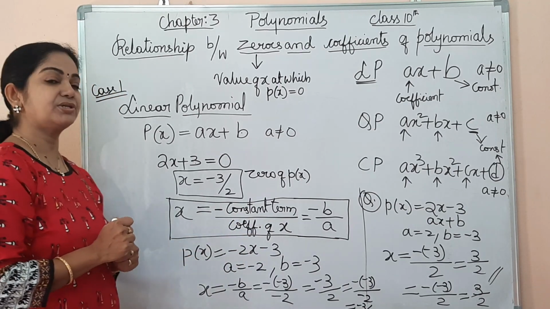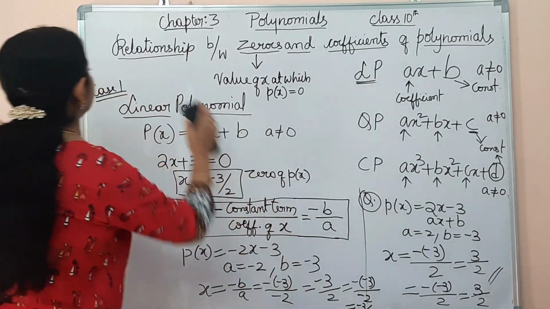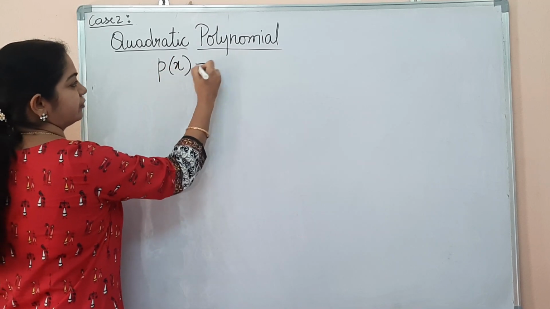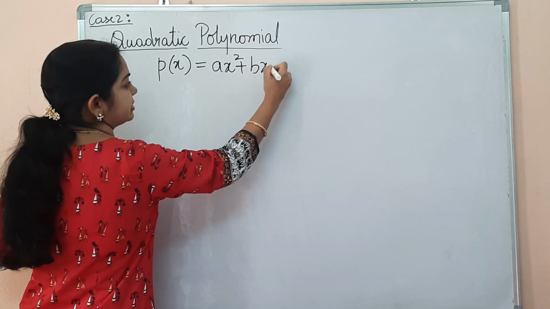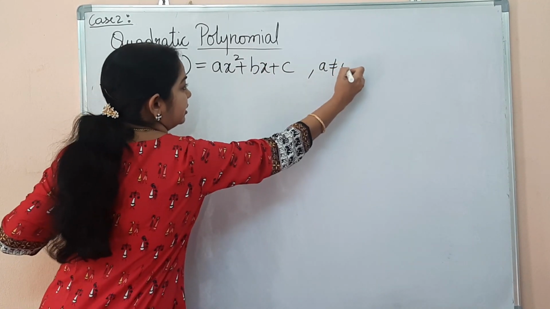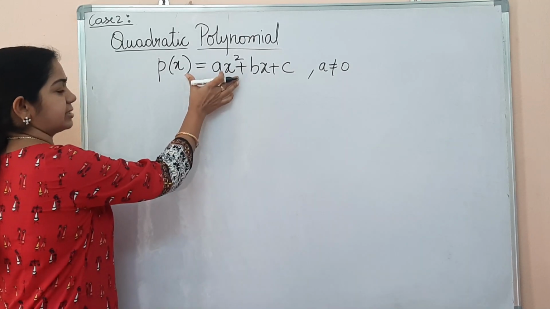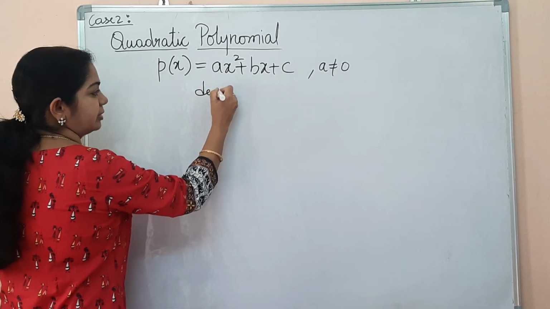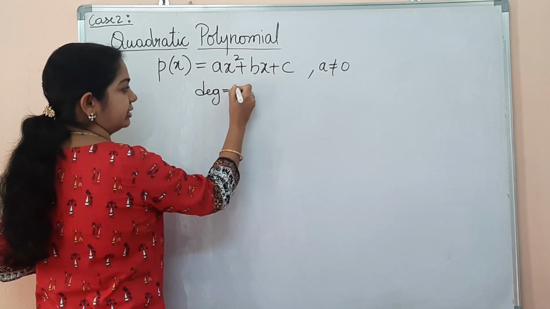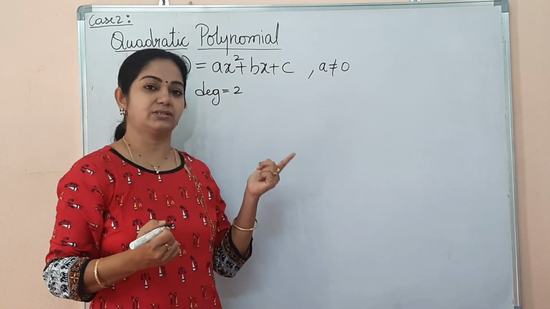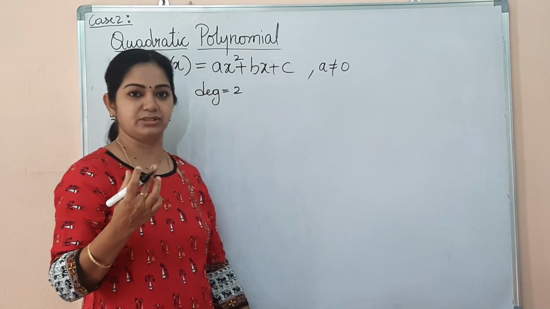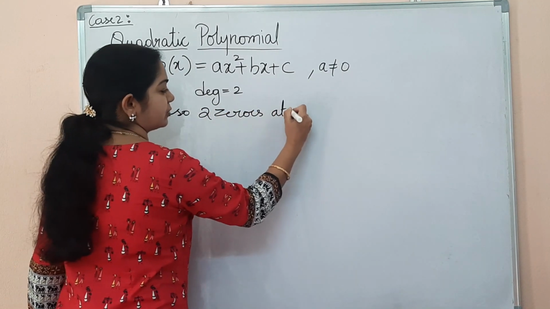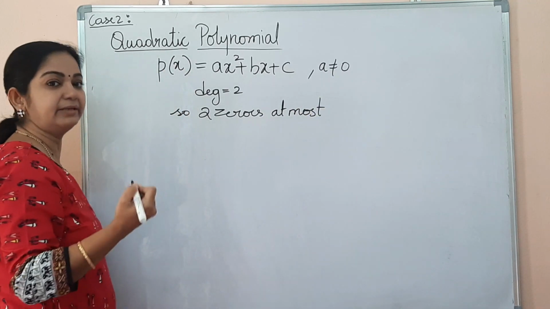Now let's see the relationship in the quadratic polynomial. So we'll take the case of a quadratic polynomial. Let's write the general form of a quadratic polynomial, ax square plus bx plus c, where a must not be equal to 0. Now the degree of the polynomial is the highest power of the variable, so the degree is 2. That means at most, at the maximum, we can have 2 zeros.